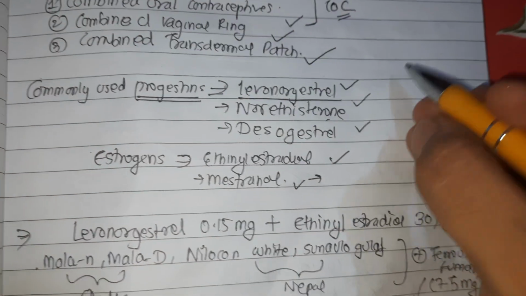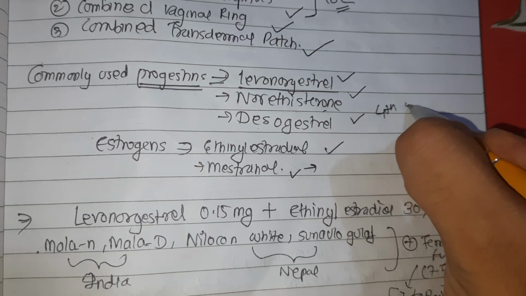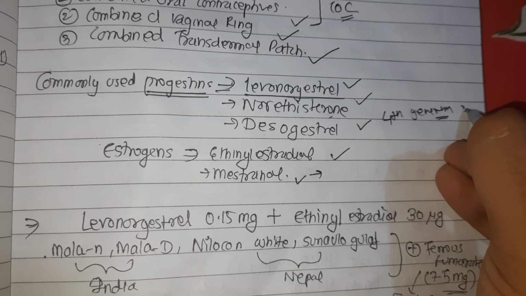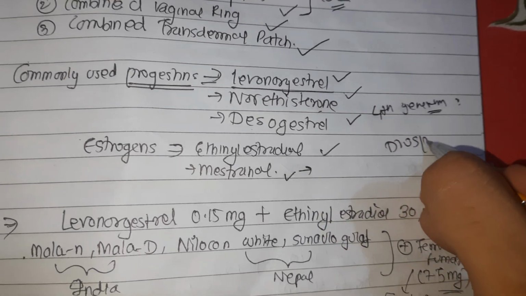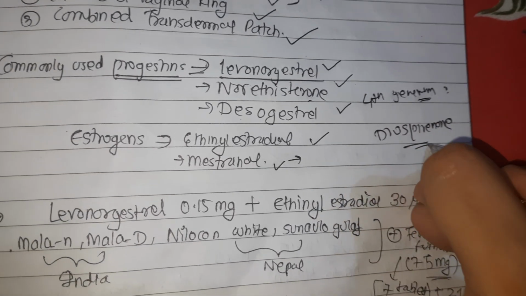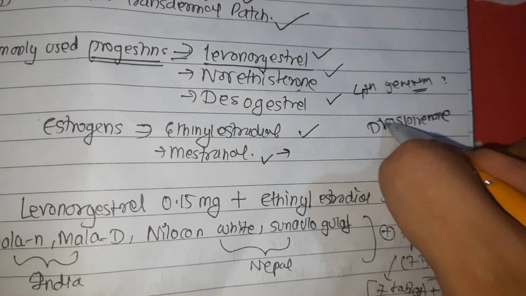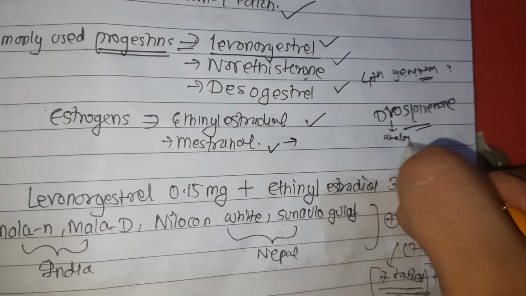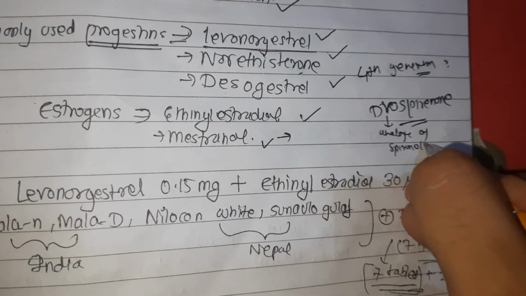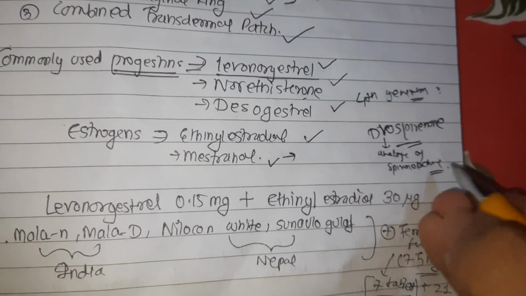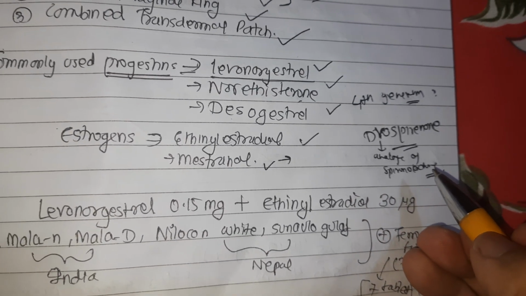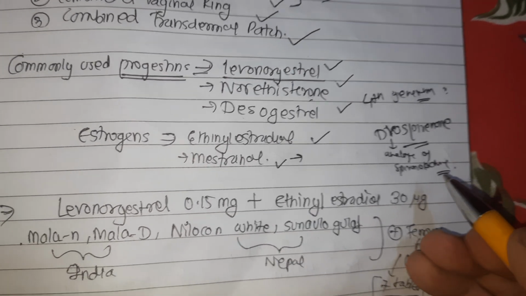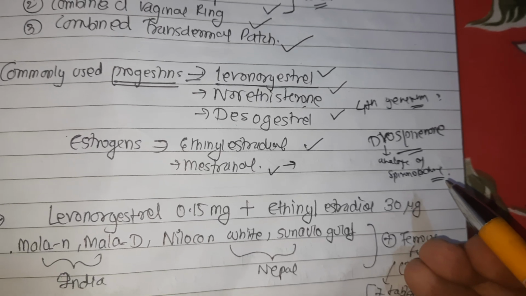Before this, let's discuss one more thing, that is the fourth generation progestin, known as drospirenone. It is an analog of spironolactone, and it has anti-androgenic and anti-mineralocorticoid action. It causes retention of potassium, just like spironolactone, and also has anti-androgenic action, just like spironolactone.